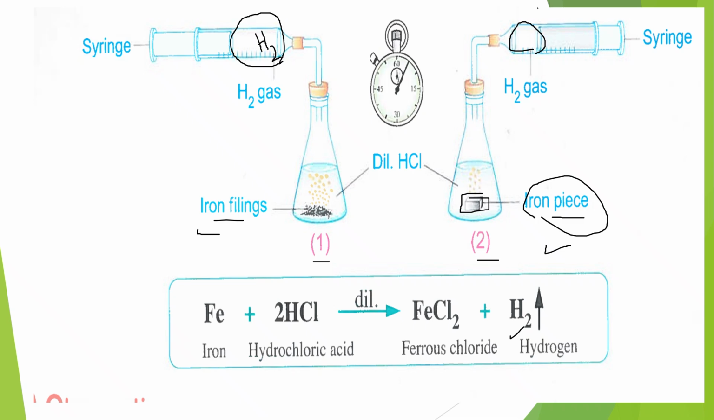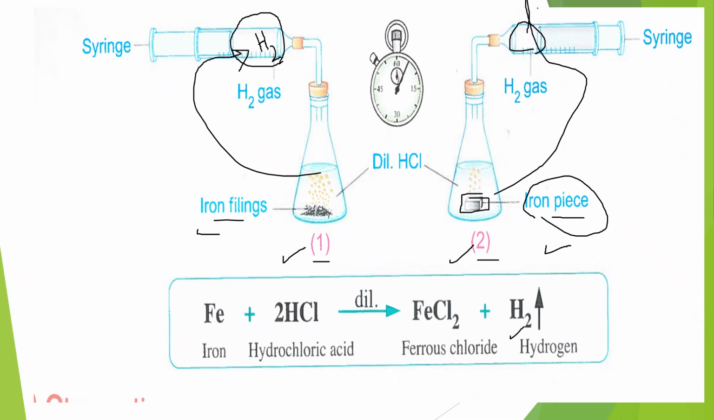On the other side, we have the iron in the form of powder or turnings or fillings. These fillings of iron or this powdery iron can easily be reacted with the acid. So the rate of chemical reaction in case of number one is greater than it in number two. So the amount of evolved gas here is greater than the amount of evolved gas here.